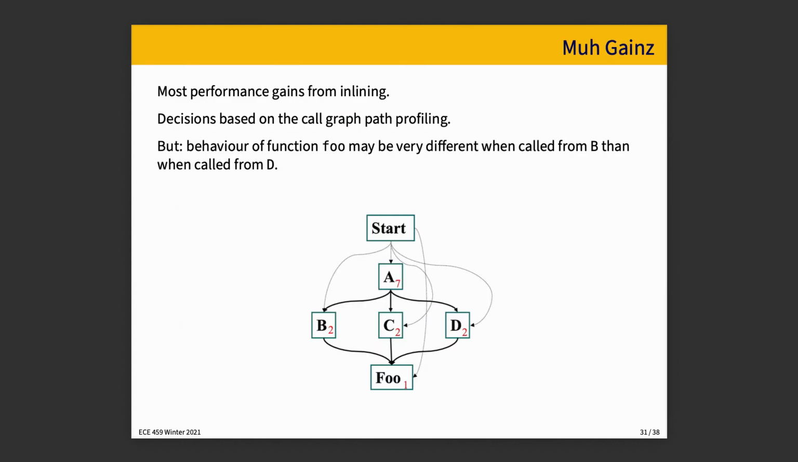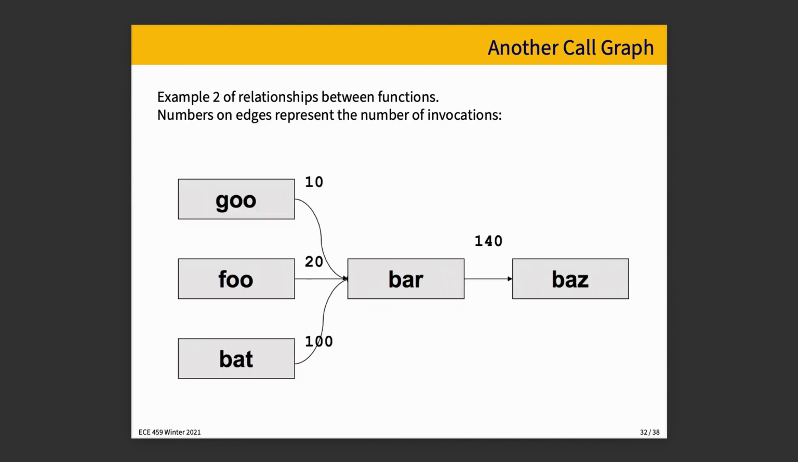According to the linked source in the notes, most of the performance gains come from the inlining decisions, and decisions about what to inline are based on the call graph and the profiling thereof. The decisions, though, are broken down a little bit, not just at a function level where you say, okay, this function is definitely always inlined, but actually take some more context into consideration. And here, for example, are the relationships between functions.